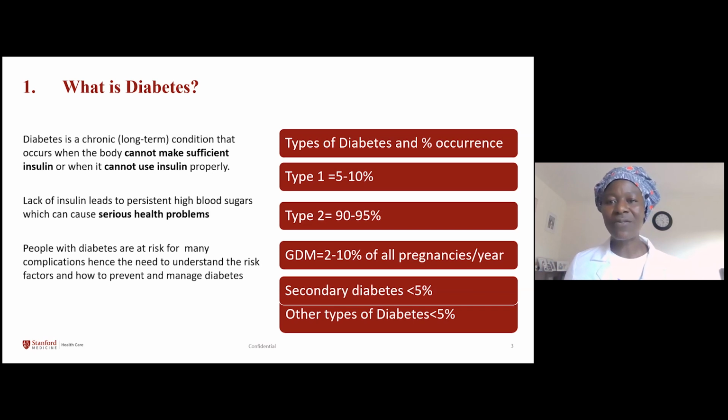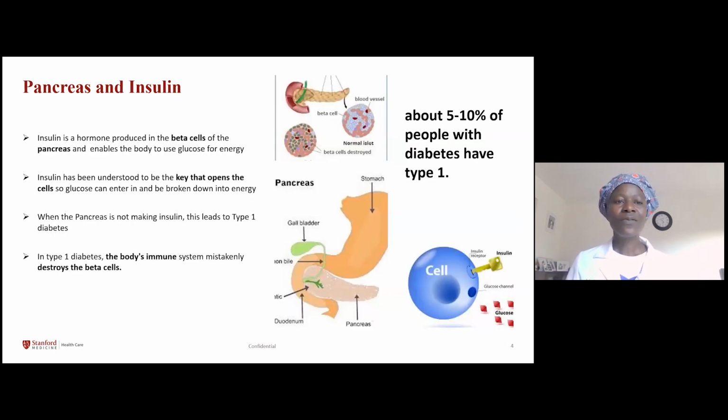Type 1 occurs in 5 to 10% of all diabetes population. Type 2 occurs in 90 to 95% of diabetes population. And other types of diabetes, like gestational diabetes, is found in 2 to 10% of all pregnancies every year. Secondary diabetes and other types of diabetes due to other health conditions occur in less than 5% of all the diabetes population. So first, let's talk about the pancreas and insulin for a moment.